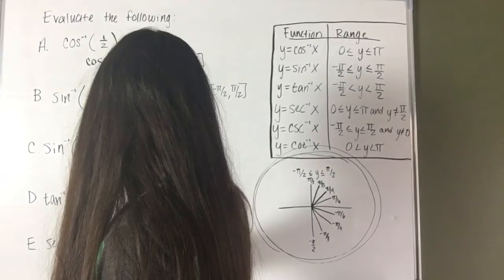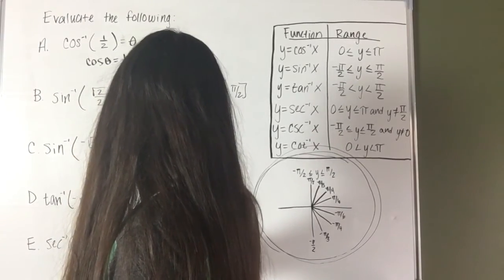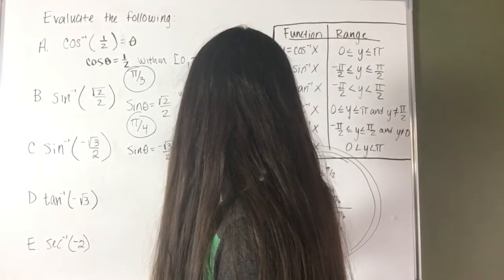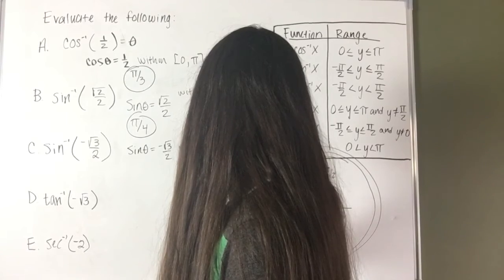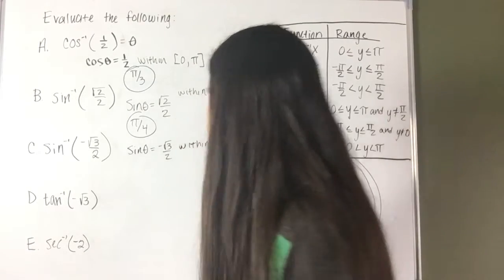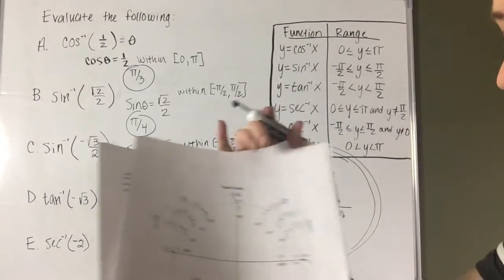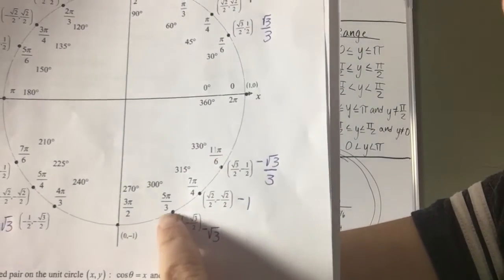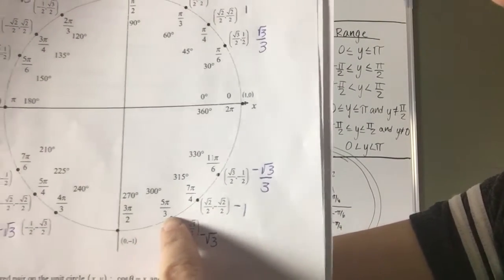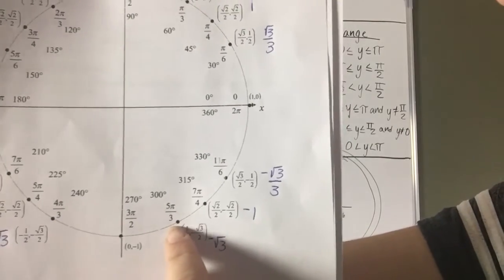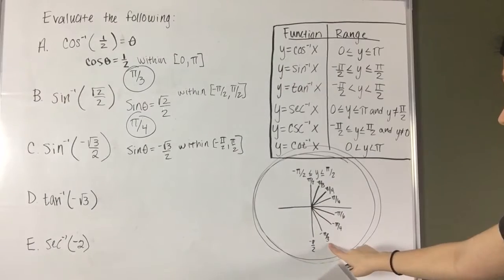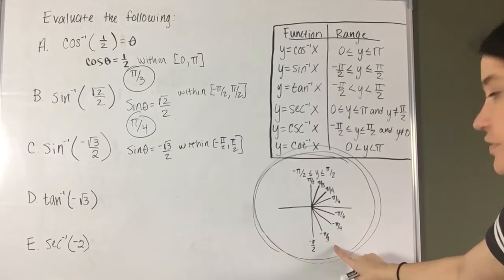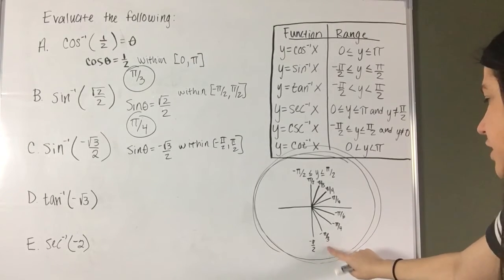Here we want to figure out where sine is equal to negative square root 3 over 2. But it has to be within that negative pi over 2 to pi over 2 range. So look at your unit circle. Where is sine negative square root 3 over 2? Well, it happens here at 5 pi over 3, right? But we don't want to give an answer of 5 pi over 3. We want to give the answer as negative pi over 3 instead, which is a coterminal angle with 5 pi over 3. Okay, so negative pi over 3 is how we're going to answer this.